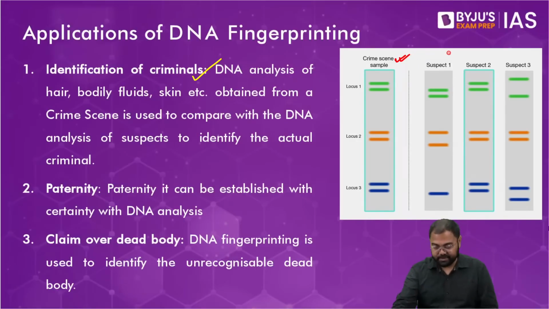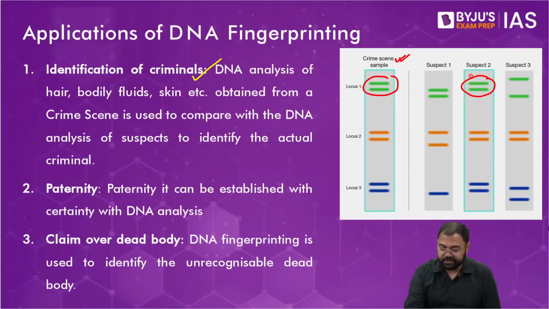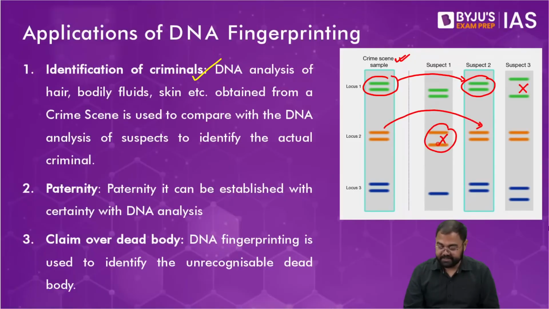And there are three suspects. Now, can you tell me, out of these three suspects, which suspect's DNA structure matches the crime scene sample? Yes, correct. The second one, right? So as you can see, this and this are similar, which is not the case here. This and this are similar, which is again not the case in both of these.